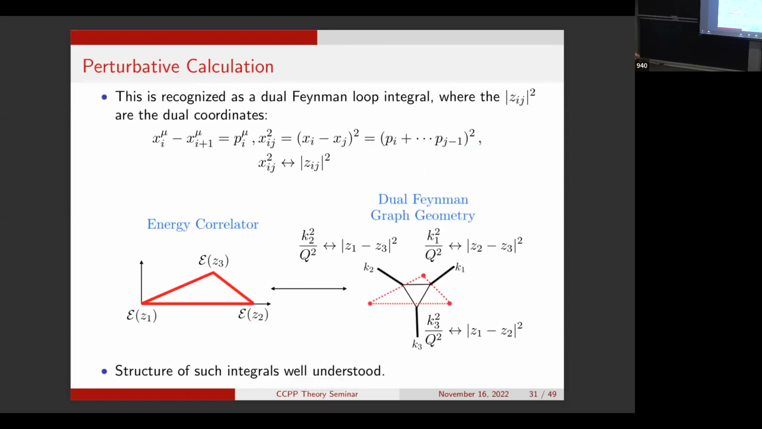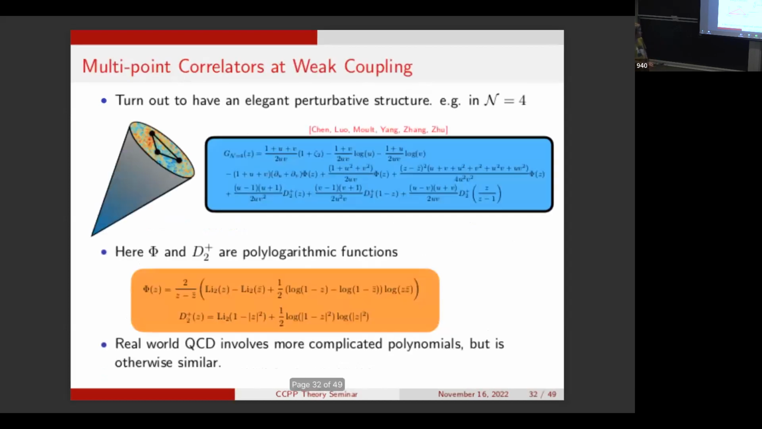And so essentially what you do is you take your original correlation function, which has some shape, and you can then make a dual Feynman diagram, which in this case is a one-loop three-mass box. And then the structure of these integrals is very nicely understood in perturbation theory. You understand what functions appear, and so you can immediately use what has been done on the scattering amplitude side to compute these particular objects.